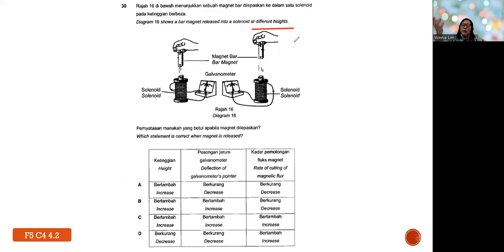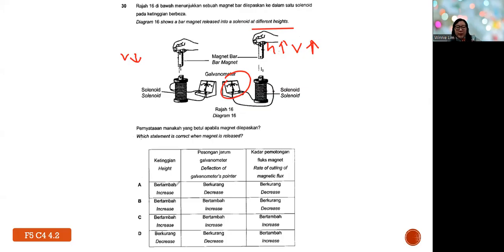Just imagine you drop an egg from the 30th floor and from the first floor. There will be different speeds, correct? The higher the position, the higher the velocity. So this one, the velocity is lower compared to the other one. If you increase your height, that means velocity increases. Then the rate of cutting is more. If the rate of cutting is more, your current will be more, so it will deflect more.